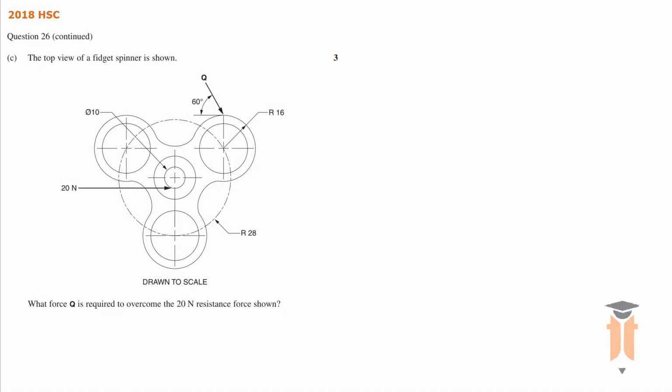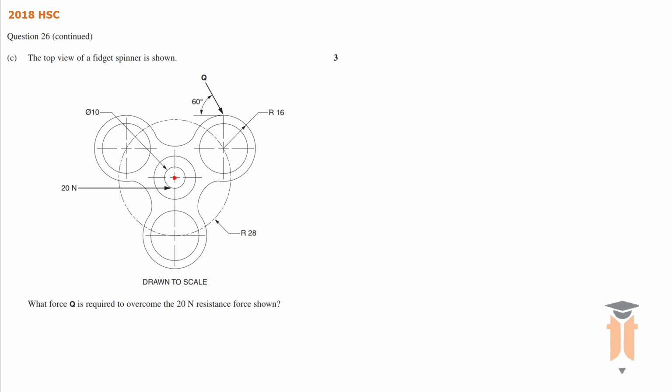Hello and welcome back. So here we have a fidget spinner and we need to calculate the force required to overcome the 20 Newton resistance force. To do this, we will apply sum of moments about the middle of the fidget spinner, which is right there. So we've got three forces.